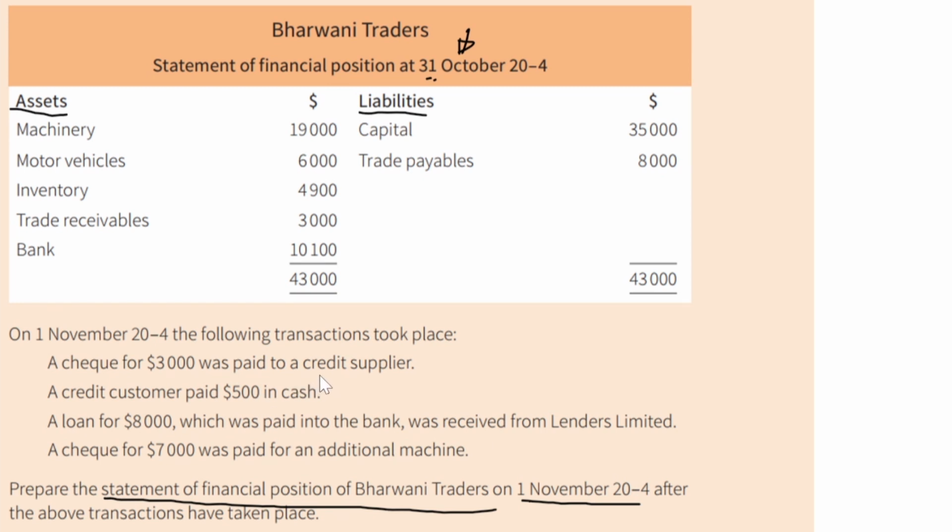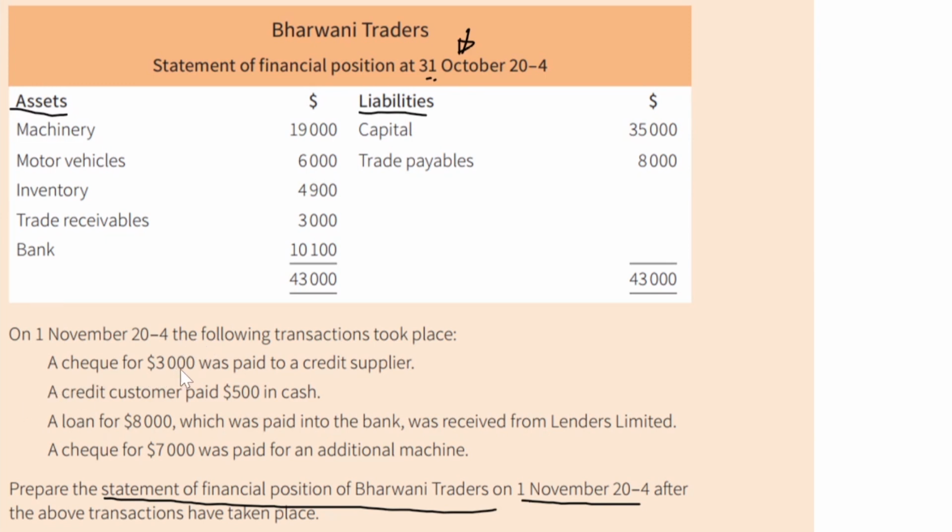Now, take note that these transactions, as they take place, are going to affect this statement of financial position in a dual manner. Two items will always be affected. One either increases while the other decreases, or both increase or both decrease, like we have been mentioning in our previous sessions. So let's begin. They are telling us that on 1st November 2004, the following transactions took place.